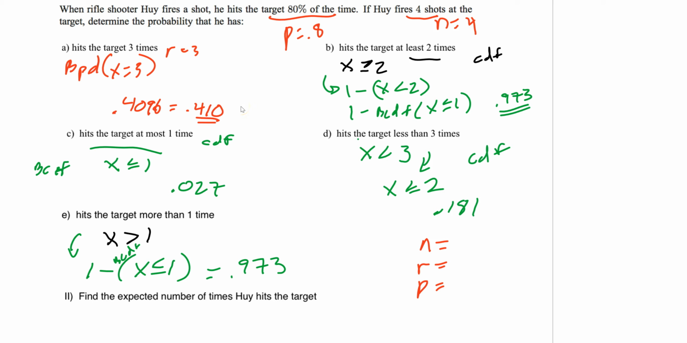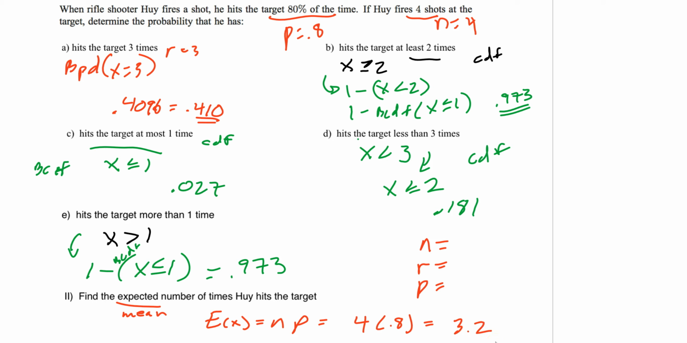If you could get that down, these problems are easy. They're like 3 points. Actually, I'm not done. Find the expected number of times Hugh hits the target, right? So expected number, that's the same thing as saying the average number, the mean. Expected, same thing as the mean or the average. So that's just np in the formula sheet. Well, you already have those two. n is 4, p is 0.8. We'll multiply those two together, and you get 3.2.